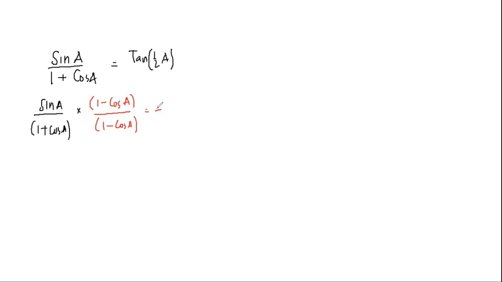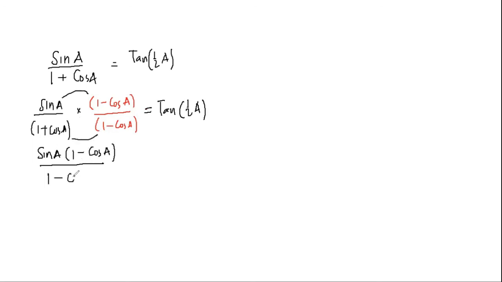Okay, equal tangent a half A, right? Next, this one, sine A, open the bracket, 1 minus cosine A, right here, over this one, 1 minus cosine square A, okay, equal tangent a half A.